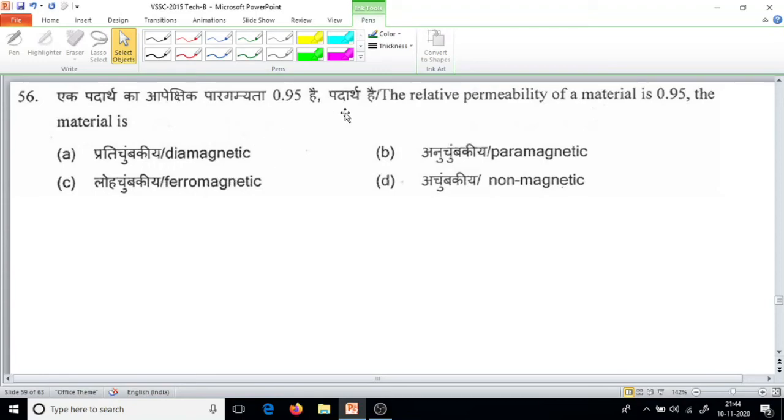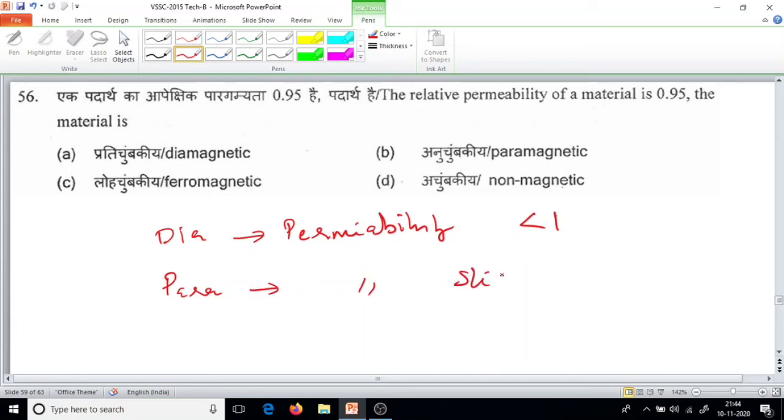Question number 56. The relative permeability of a material is 0.95. The material is, so here for a diamagnetic material, permeability is less than 1. For a paramagnetic material, permeability is slightly more than 1. So the answer for this question is diamagnetic. Non-magnetic material has permeability of 1. For ferromagnetic material, it is in thousands, 1000, 2000, like that. It goes to a high value.